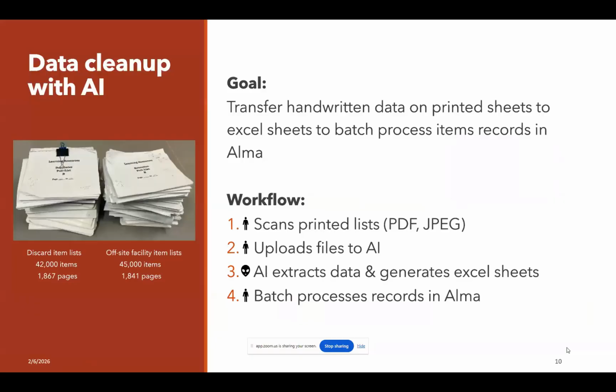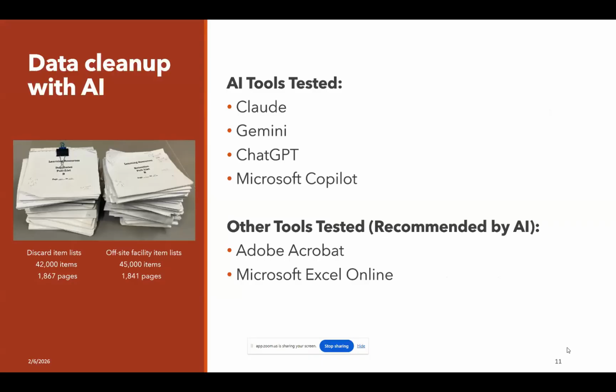The workflow is that I, a human, scan printed lists and upload PDF or image files to an AI and have it extract data and generate Excel sheets. Then, using the AI-generated Excel sheets, I'll batch update items records in Alma. I tested a few major advanced AI models, including Claude, Gemini, ChatGPT, and Microsoft Copilot. I also played with Adobe Acrobat and Microsoft Excel Online as suggested by AIs.